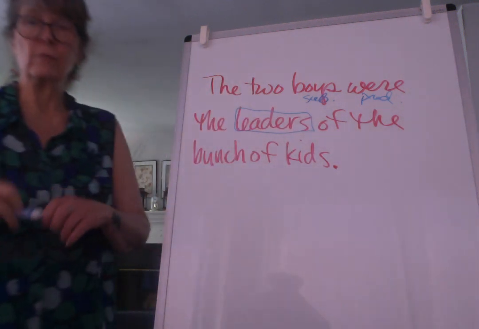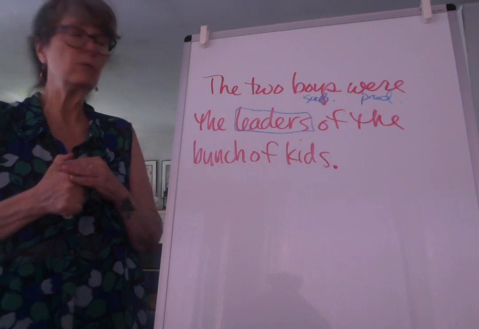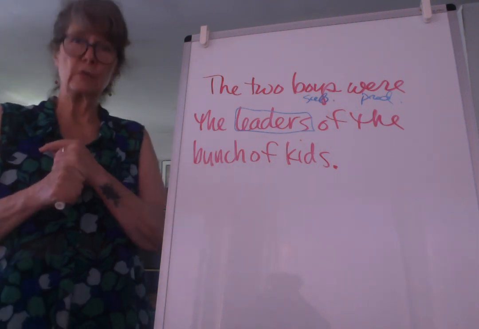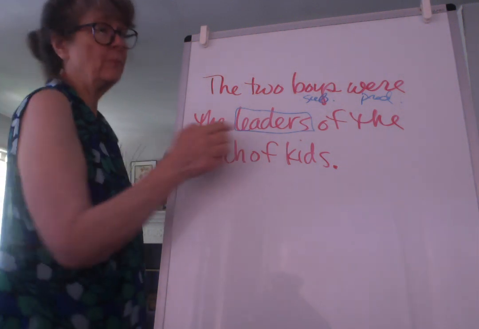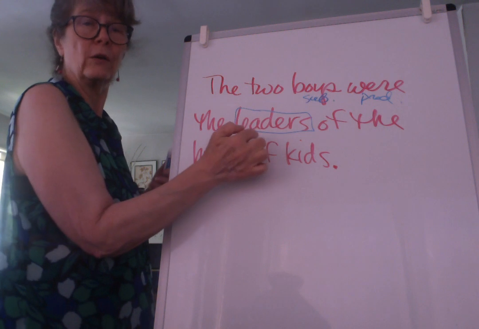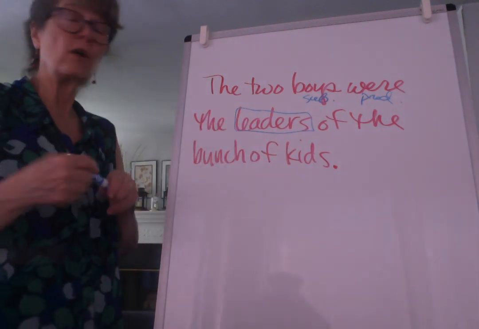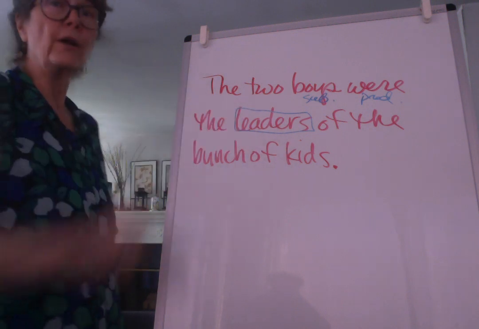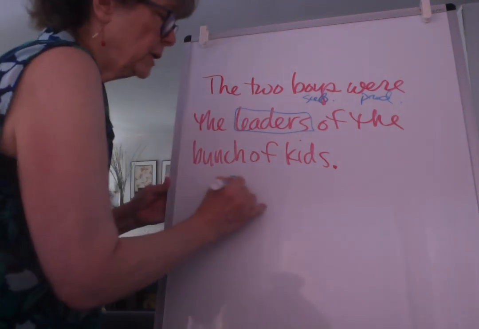Now we have to, before we know that that's a direct object, we have to do our test. Is it a noun? Yes, leaders are people, so that's a noun. Does it rename or restate the subject? Are the leaders the boys? Are the boys the leaders? Yes, they're the same thing. The boys are the leaders. The leaders are the boys. So this is not a direct object. It's what's called a predicate nominative.